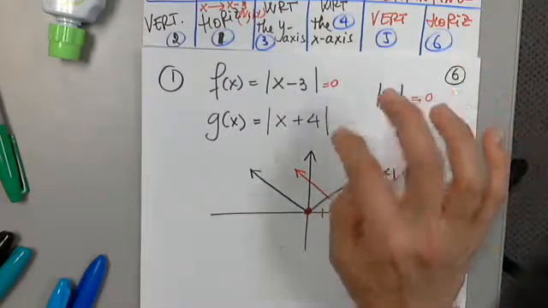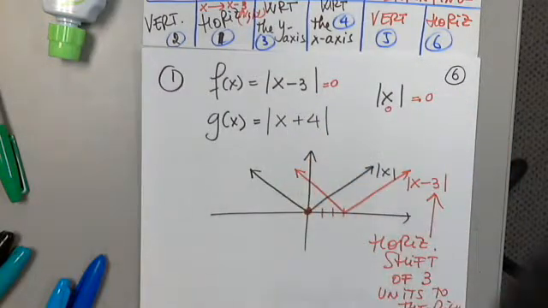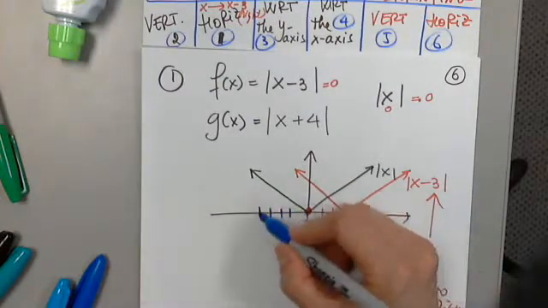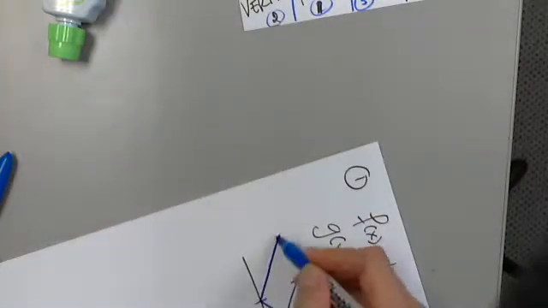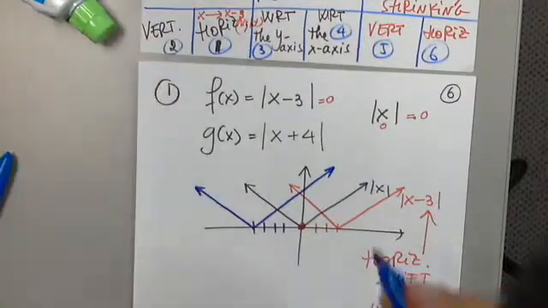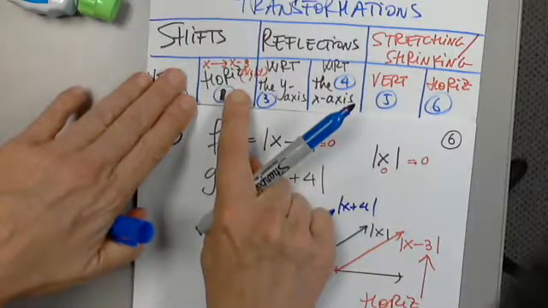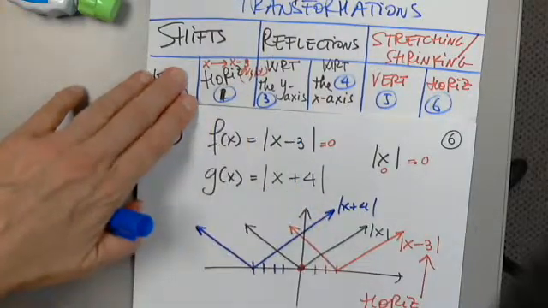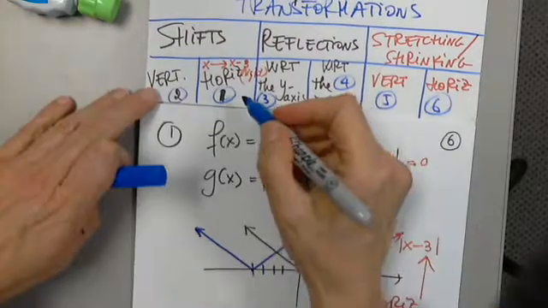What do you think was going to happen when I set this equal to 0? Where does this graph move? 4 to the left. So 1, 2, 3, 4. Make sure it's parallel to the absolute value of x. The blue graph is the absolute value of x plus 4. So we know that a horizontal shift means a change in x. If I subtract from x, I go to your right. If I add to x, I go to your left. And this is done.